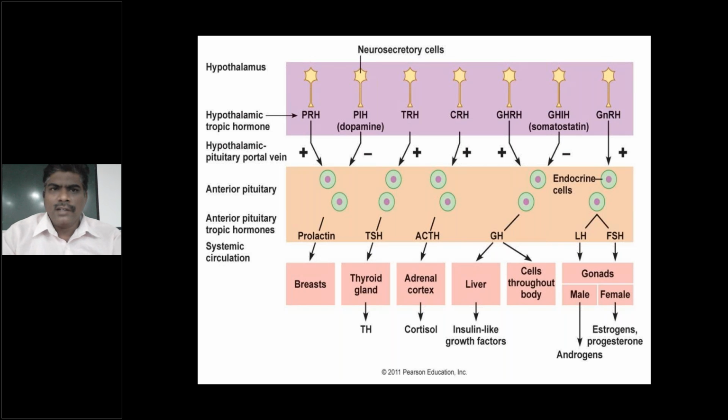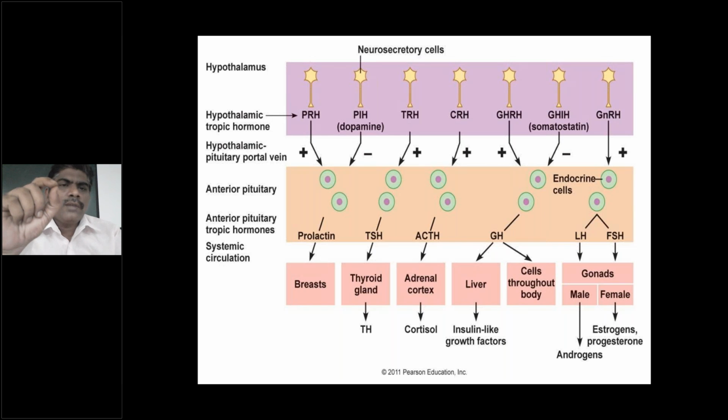Like this, thyrotropin releasing hormone stimulates thyroid stimulating hormone, corticotropin releasing hormone stimulates adrenocorticotropic hormone, growth hormone releasing hormone stimulates growth hormone, and growth hormone inhibitory hormone is known as somatostatin. And the next one, gonadotropin releasing hormone, stimulates luteinizing hormone and follicle stimulating hormone. So like this, anterior pituitary hormones work under the control of the hypothalamic tropic hormones.